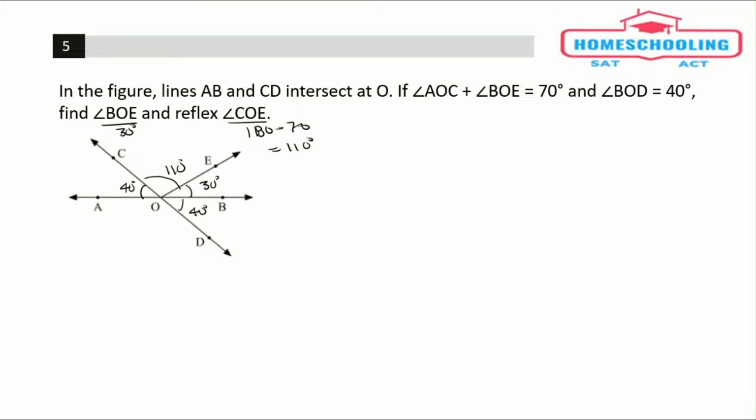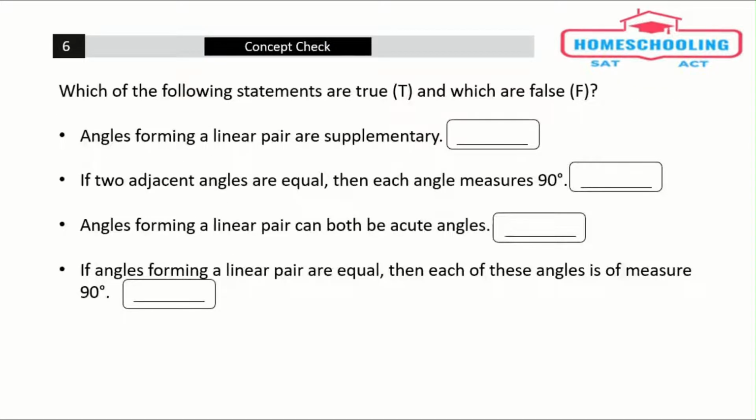Now moving to the next question. So these are concept check questions. You have to tell whether the statements are true or false. In the first statement, angles forming a linear pair are supplementary.